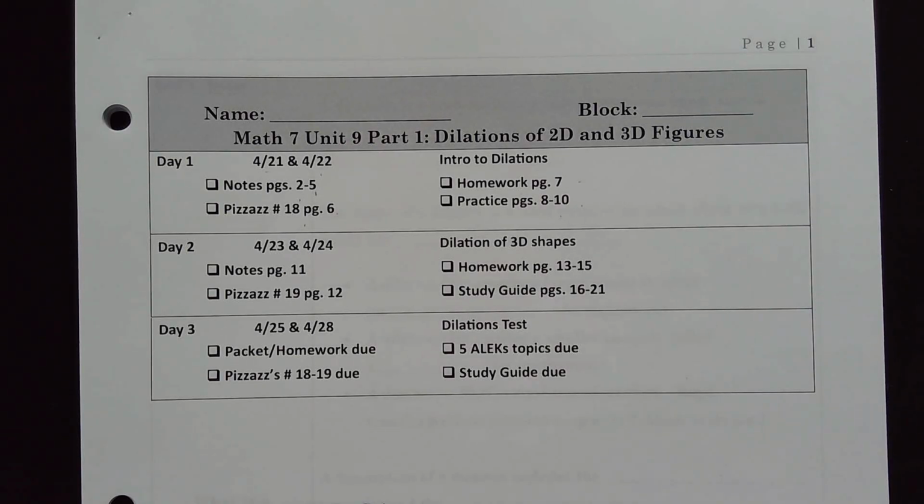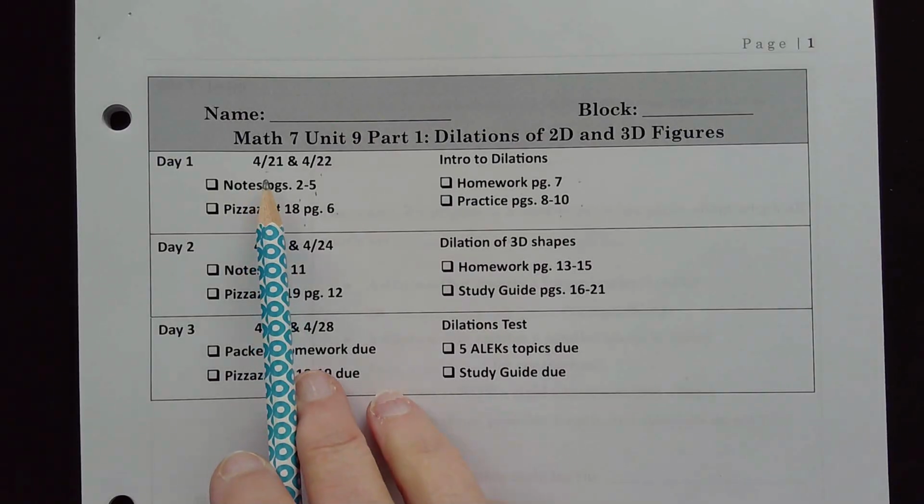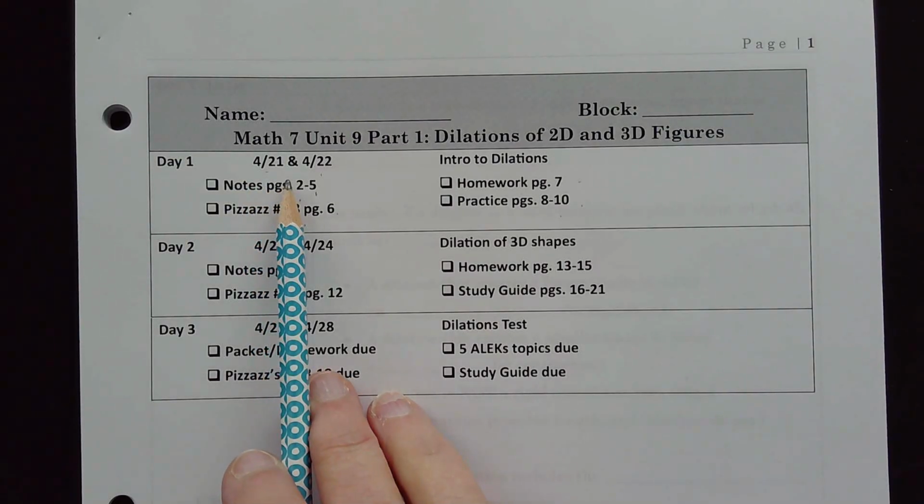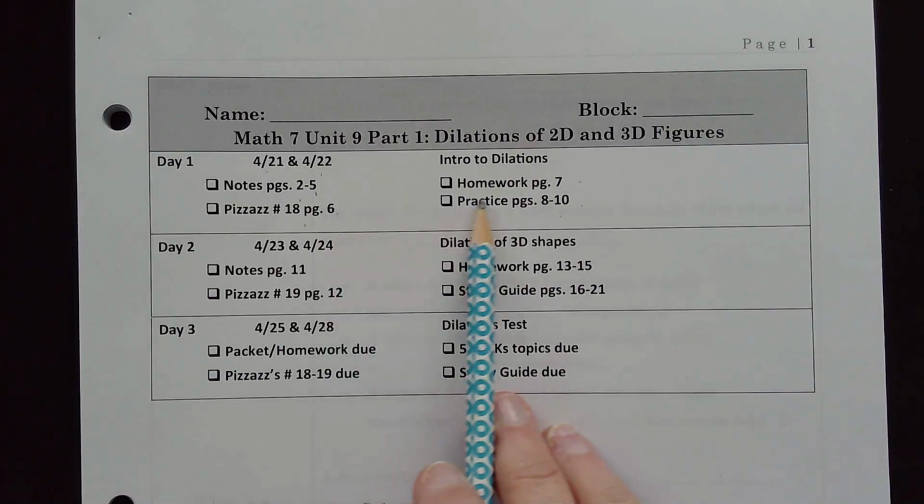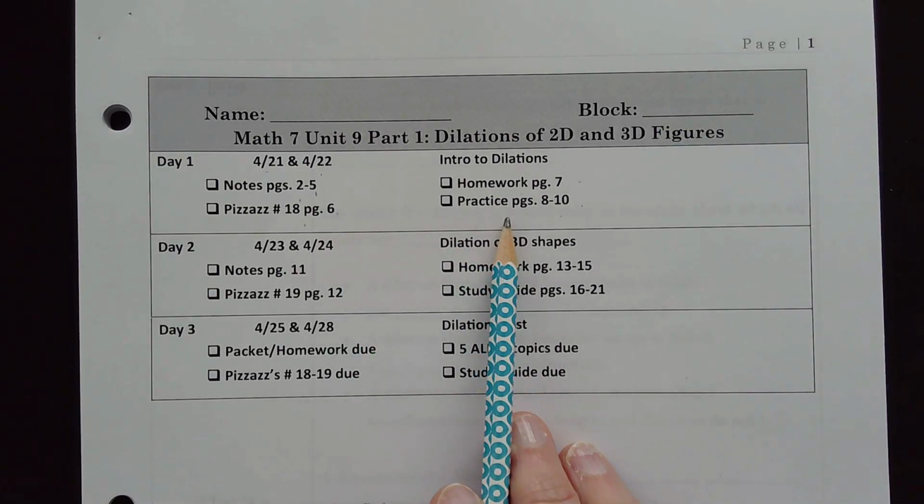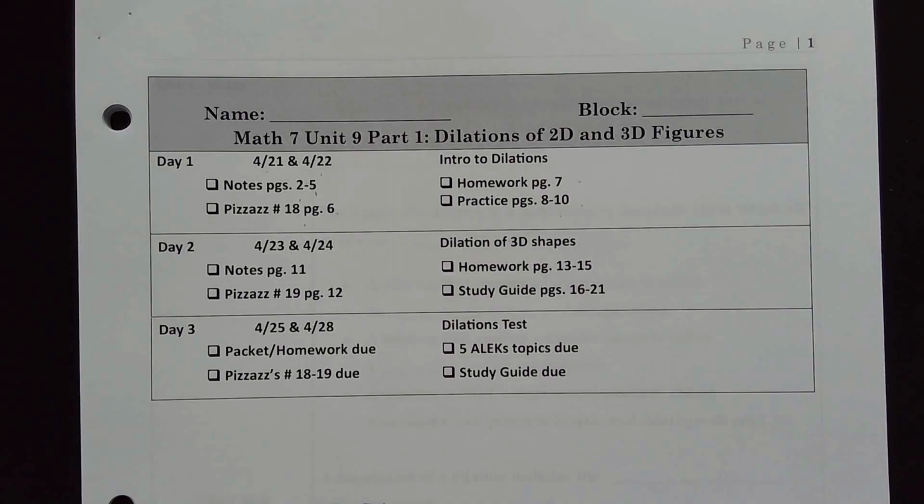Unit 9, Part 1, Dilations of 2D and 3D Figures, Day 1, April 22nd and April 21st. Make sure the notes pages 2 to 5 are complete, the pizzazz on page 6, the homework on page 7, and the practice pages on pages 8, 9, and 10.